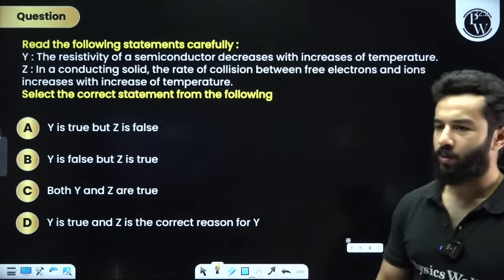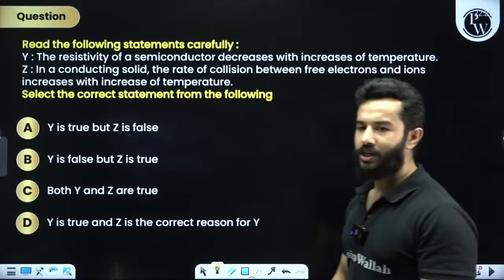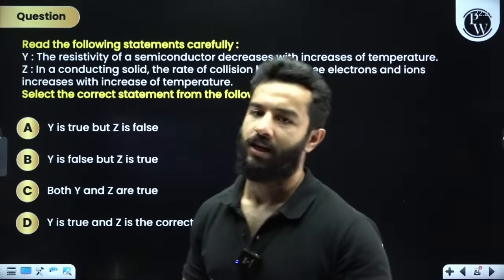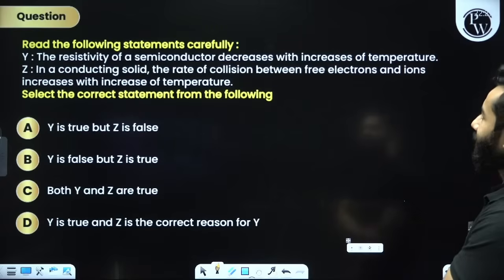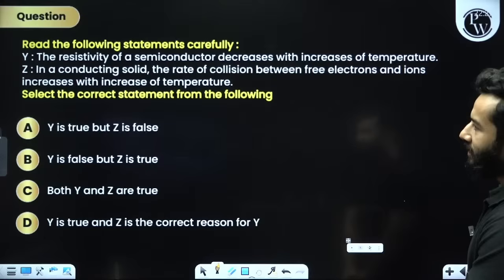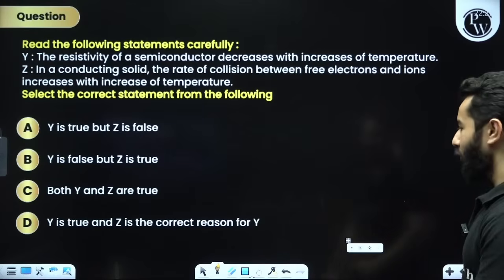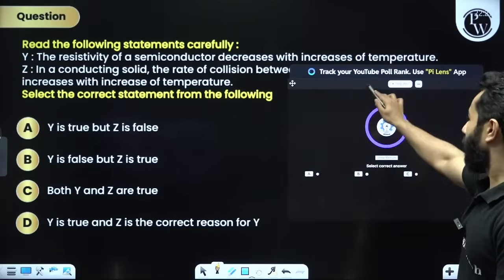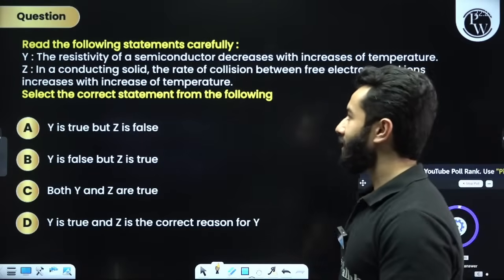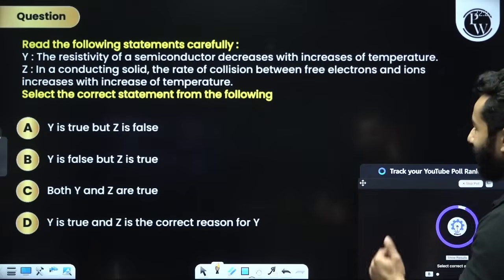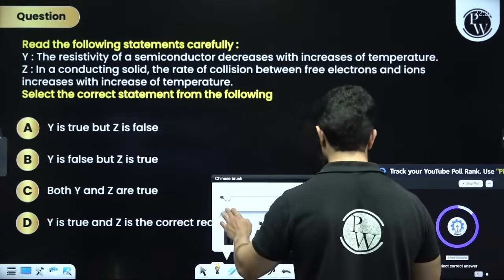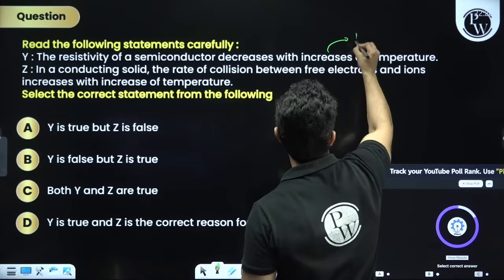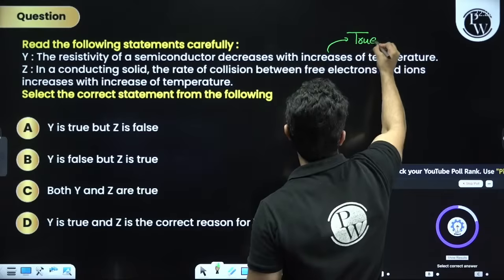Alright, do remember we are completing the most repeated concepts in this class. The resistivity of a semiconductor decreases with increase in temperature. This is your first statement, Y, and in a conducting solid, Z. So you need to find out the answer in 45 seconds. The resistivity of the semiconductor decreases with increase in temperature. Well, it seems to make sense, right? This is true.